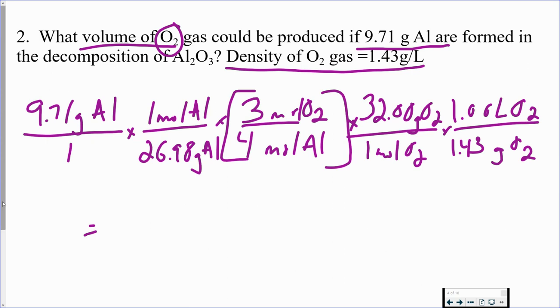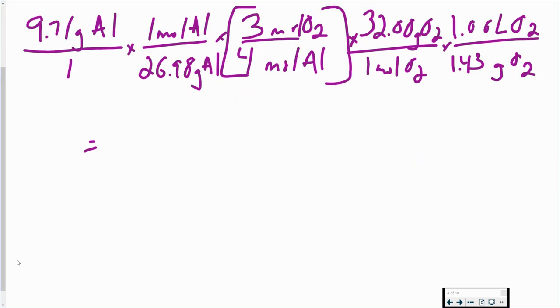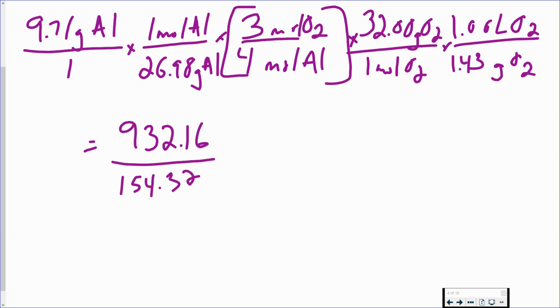Again, I strongly recommend that you do this intermediate step. I'm going to multiply the tops, and I got 932.16. And on the bottom, I got 154.32. Notice how I kept 5 digits there. I know that my final answer, based off of my given right here, should be 3 sig figs.